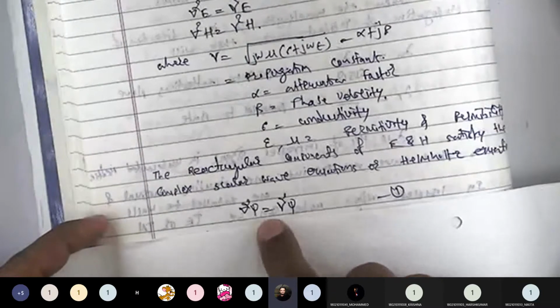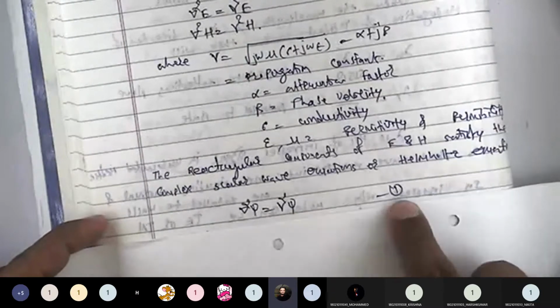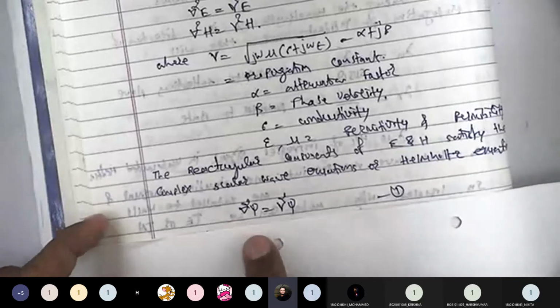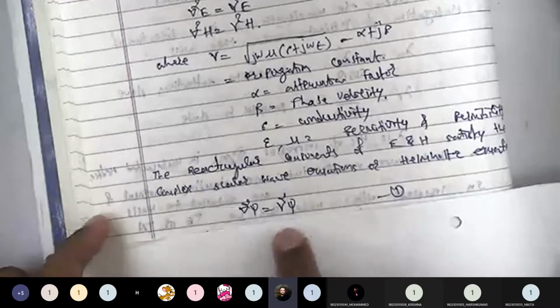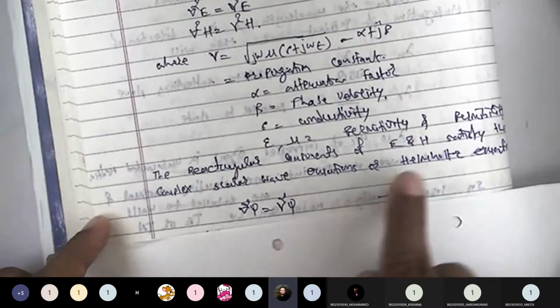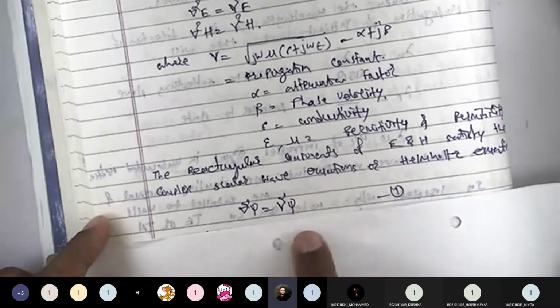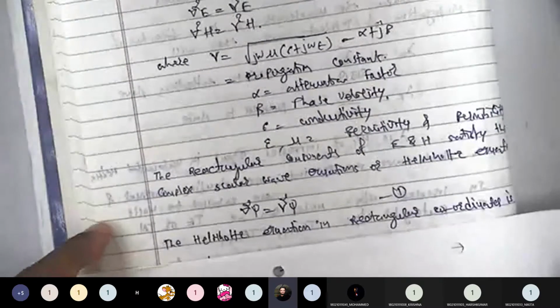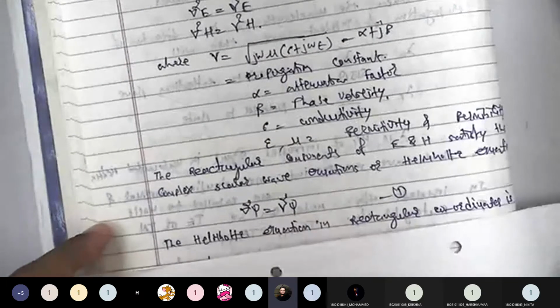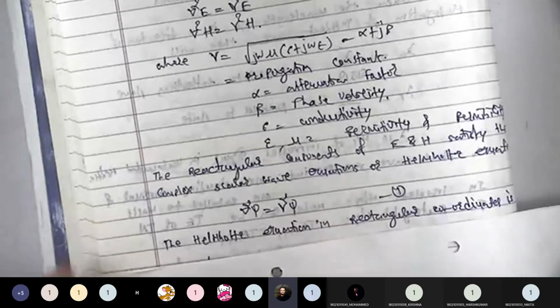And now I will try to get the solution of this equation number 1. So this is the final rectangular component of the E and H field, which satisfies the complex wave equation or this Helmholtz equation. So our objective now is to get the solution of this equation number 1. So how to solve this? Which are the ways to solve these equations?